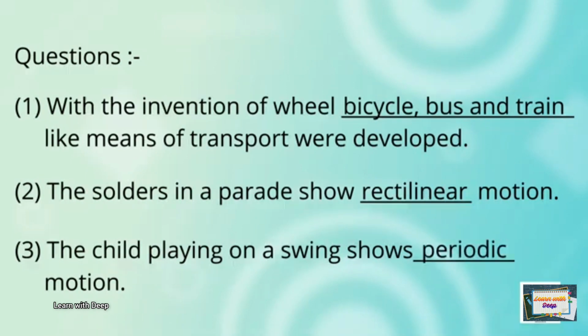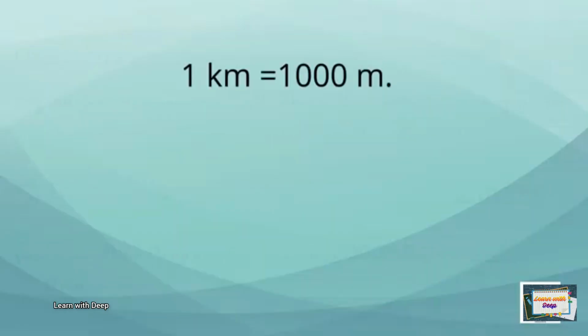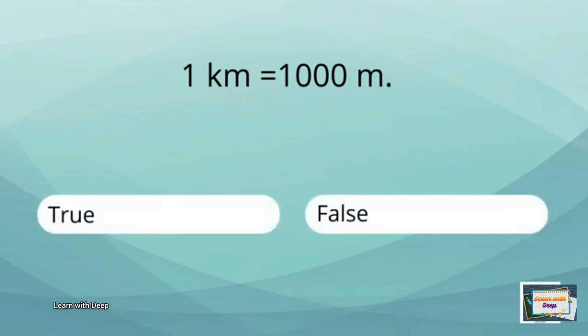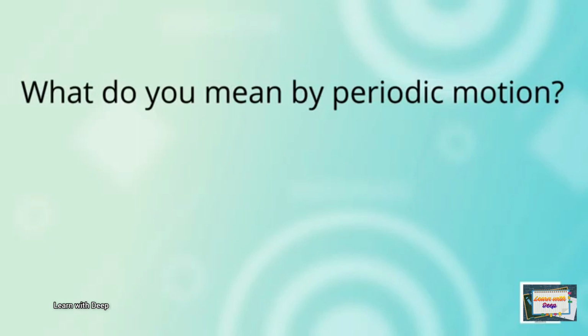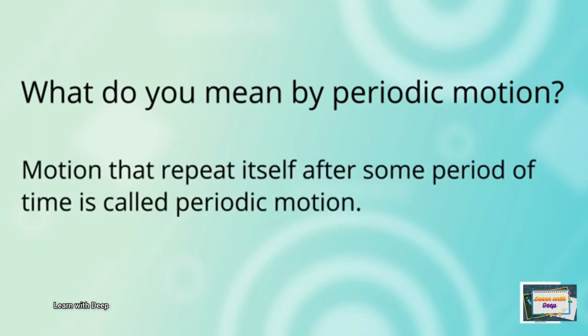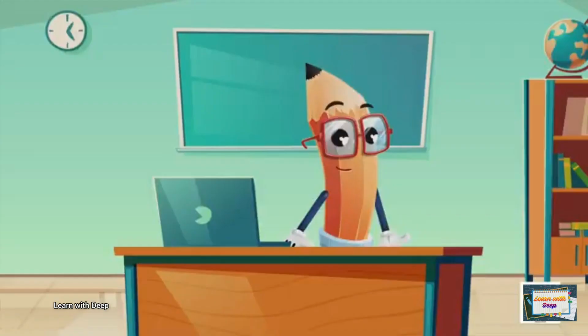My next question is, 1 kilometer is equal to 1000 meter. Is it true or false? And the right answer is true. The statement is true. My next question is, what do you mean by periodic motion? And the answer is motion that repeats itself after some period of time is called periodic motion.